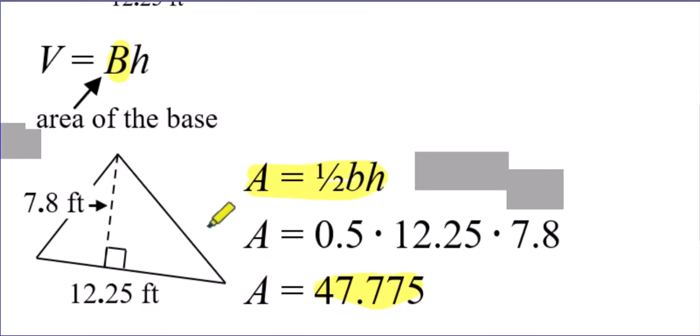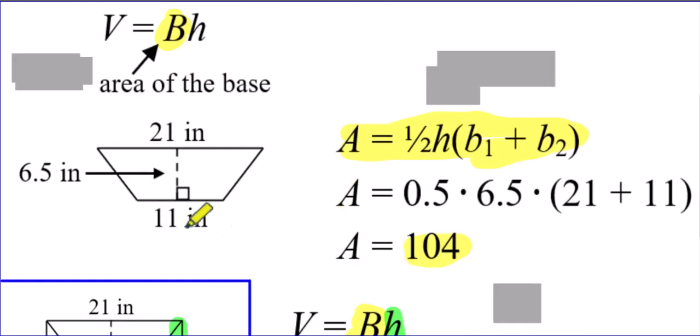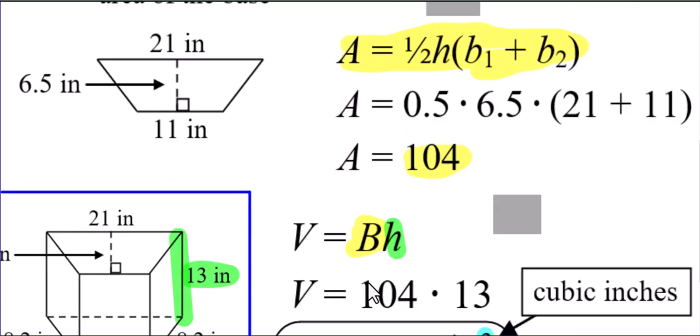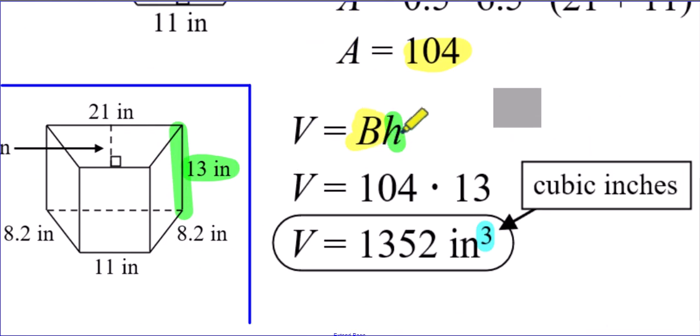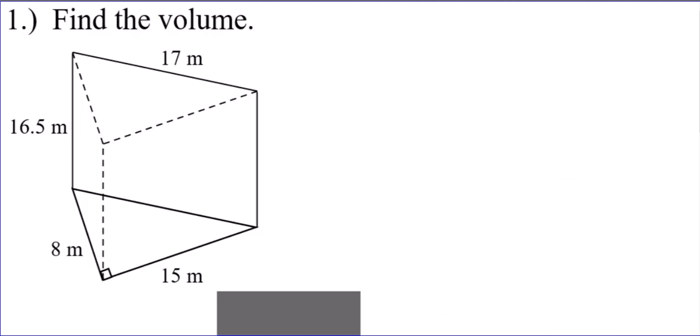Draw the picture of the base, whether it's a triangle or the trapezoid. Find the measurement that goes in between for the H, and everything else will fall into place. You will be able to do these on your own. So hit pause in the video, do 1, 2, 3, and 4 on your own, and then hit play when you're ready to see how you did.